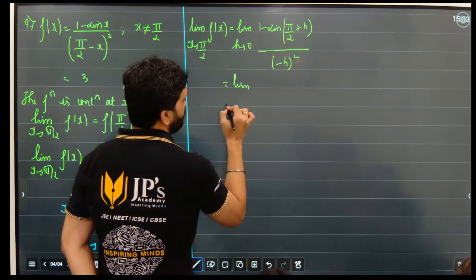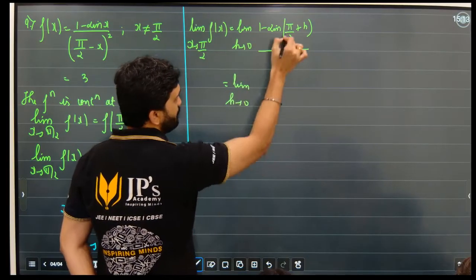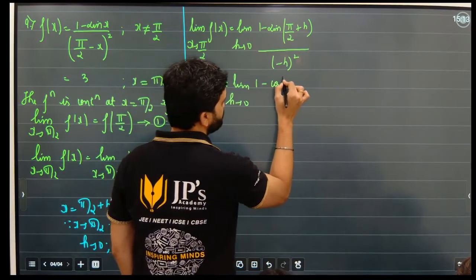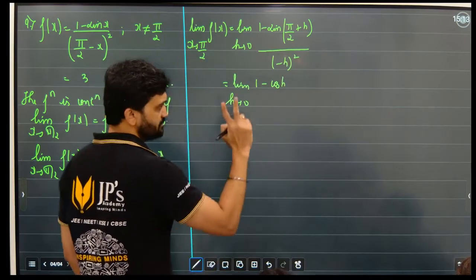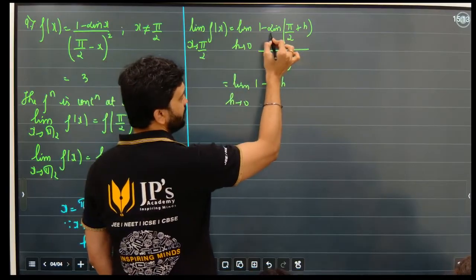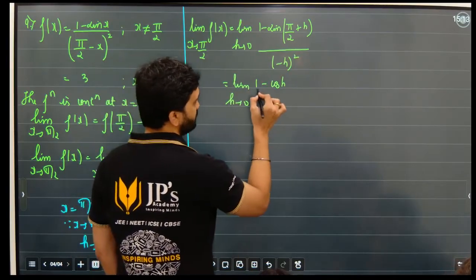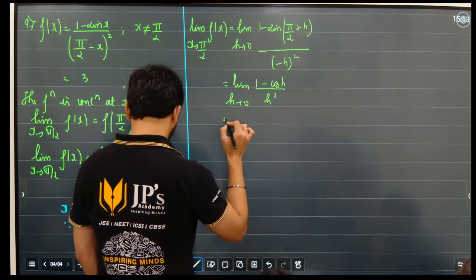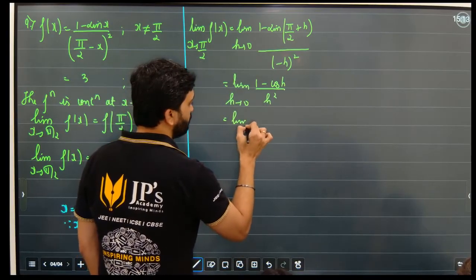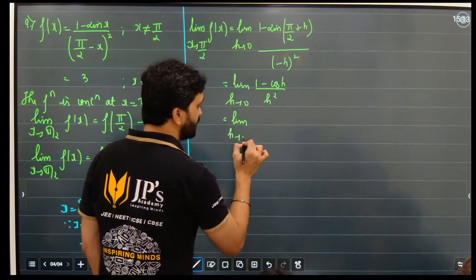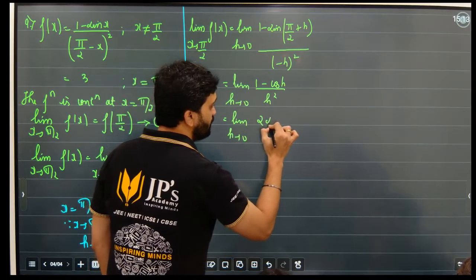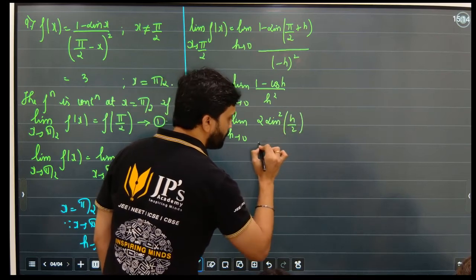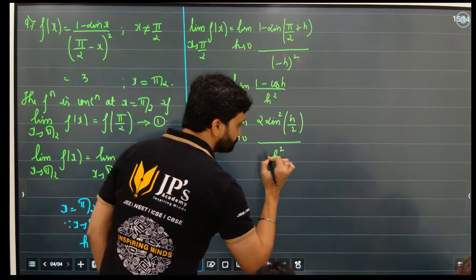According to trigonometry, pi by 2 plus h is in the second quadrant, and in the second quadrant sine is positive, so my function will change. This will become 1 minus cos h. So my expression is (1 minus cos h) upon h square. According to the half angle formula, 1 minus cos theta is 2 sine square theta by 2. So 1 minus cos h will become 2 sine square h by 2 upon h square.